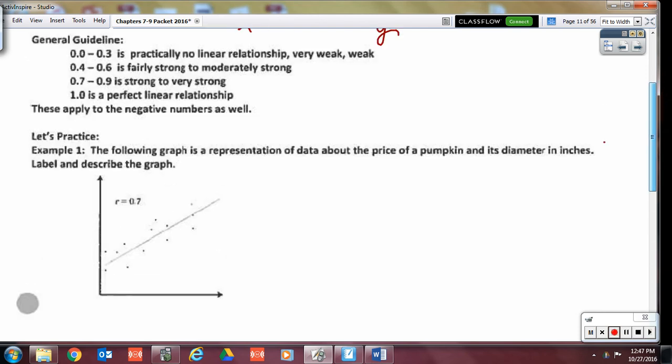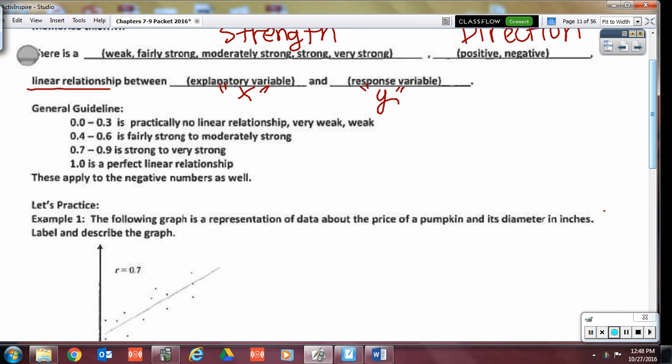Well, let me give you a guideline of what's strong and what's weak. This is a general guideline. It's not set in stone. Some particular disciplines are all focused in the 0.9s, so they'll want to be accurate to the hundredths place or something. But we're going to say that something that goes from 0.0 to 0.3 is weak, practically no linear relationship. In the middle, the 0.4s to the 0.6s are pretty moderate. 0.7s to 0.9s are strong, and then of course 1 is a perfect linear relationship. So these also are mirrored in the negative direction.